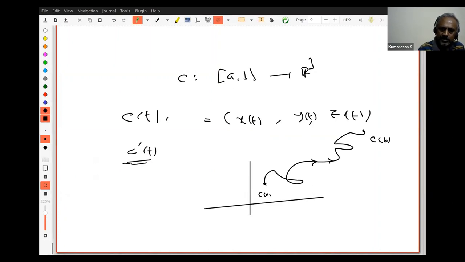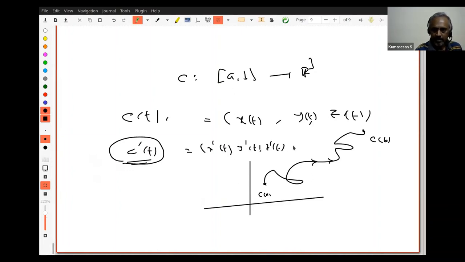Therefore, what is the velocity vector of this movement? That is given by x prime of t, y prime of t, z prime of t. Okay, so this is the tangent vector. Therefore, at this point, I want the tangent line. So what do I need? I already know a point. I also know the direction in which I have to move. Therefore, this will be my tangent line. That is how a tangent line is defined.